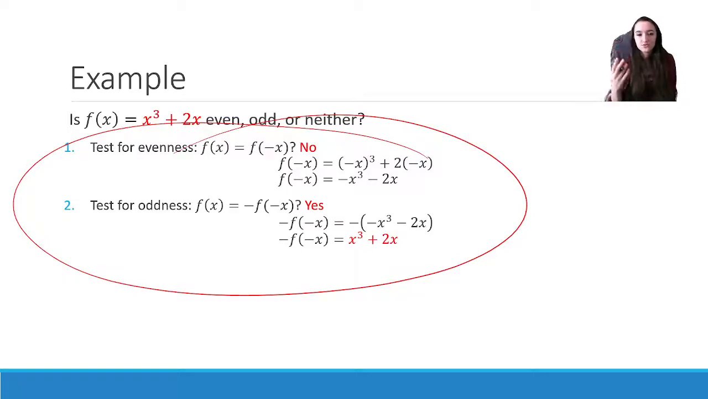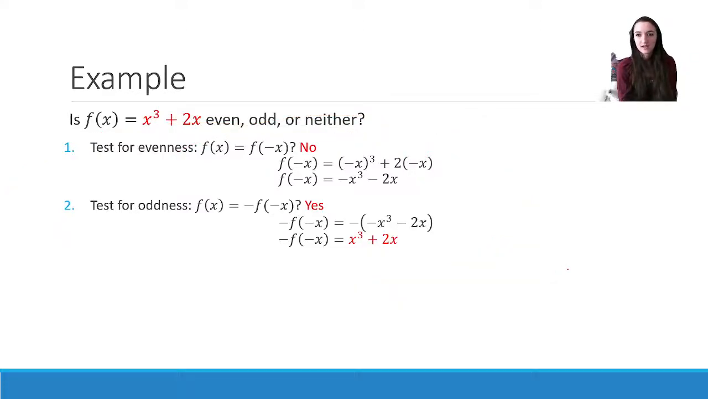You have to show the algebraic work for our proofs of this type of problem. So if you're asked to tell whether it's even or odd, make sure you're plugging in negative x and multiplying by negative 1 and all of that to make sure that you're getting that actual proof.